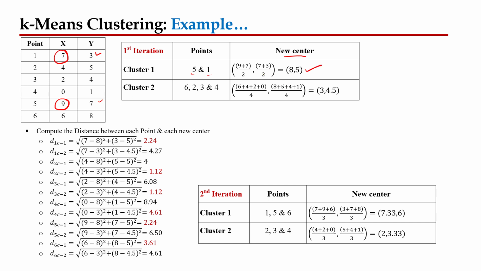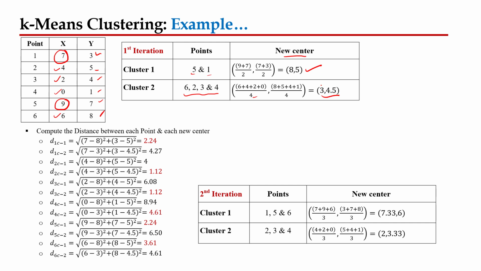So we are going to get the new center point of cluster 1. Similarly, cluster 2 has 4 data points. In order to calculate the center point, we do 4 plus 2 plus 0 plus 6, divided by how many data points? 4. That is the x-axis. Then for the y, it is 5 plus 4 plus 1 plus 8, divided by 4. So this is the cluster 2 center point.